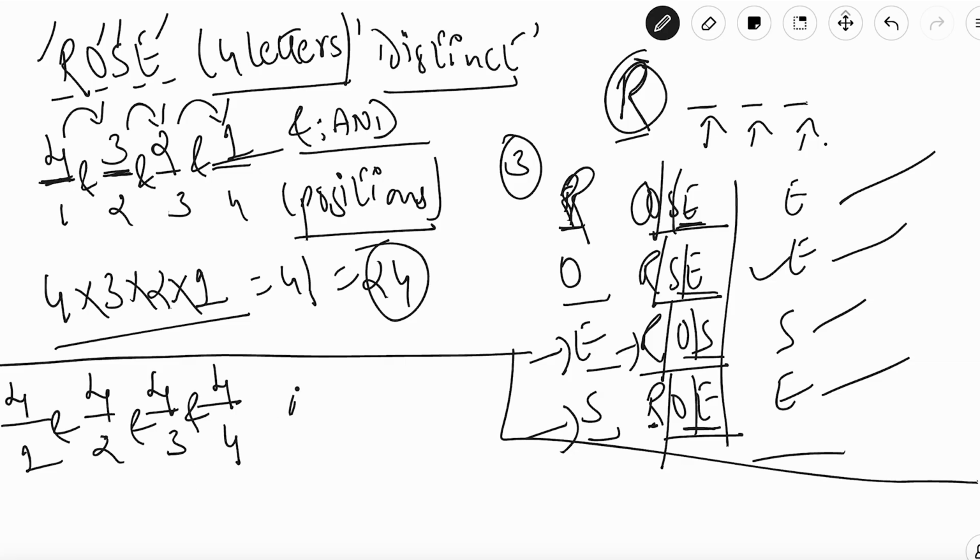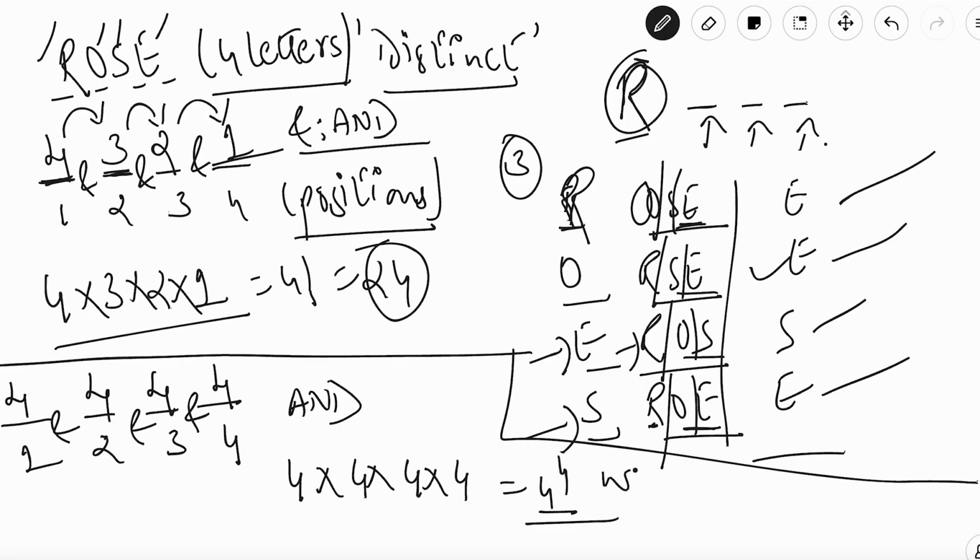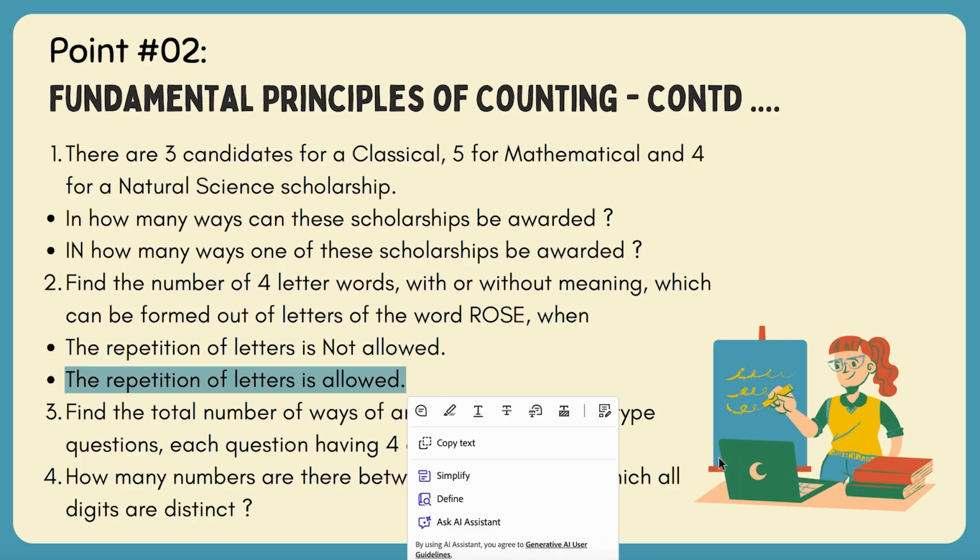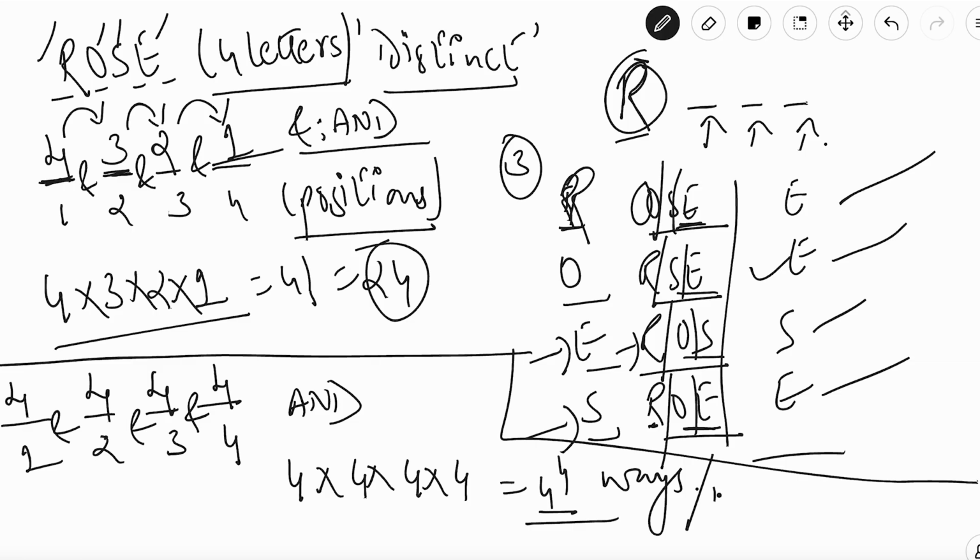Again, this is the case of AND. So for position 1, I have 4 options. For position 2, I have 4 options. Again, for position 3, 4, and position 4, 4. So multiply. So this is 4 to the power 4. So I have 4 to the power 4 words I can form when repetition of letters is allowed.